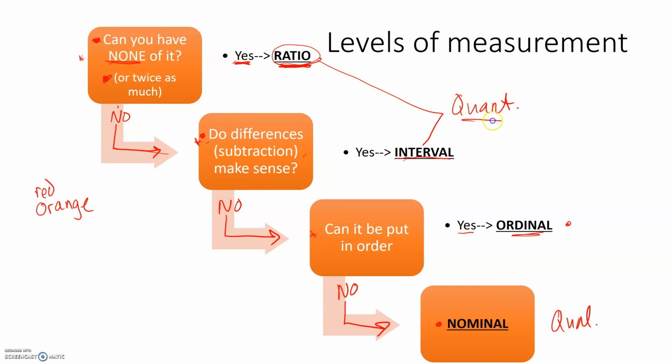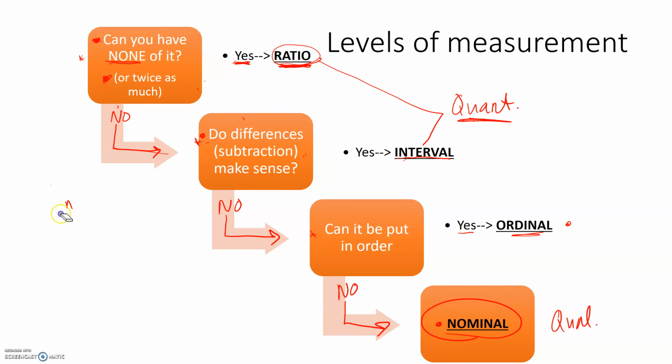Another kind of indication that these two top categories are only for quantitative. So then our next one, can it be put in order? Again, I mentioned earlier that rainbow color order is not a legitimate way to put it in order. So there's really no certain way to put these in order. So that would again be no, which would then default to nominal. So your favorite color would be nominal.